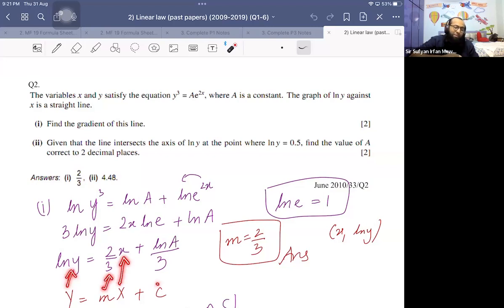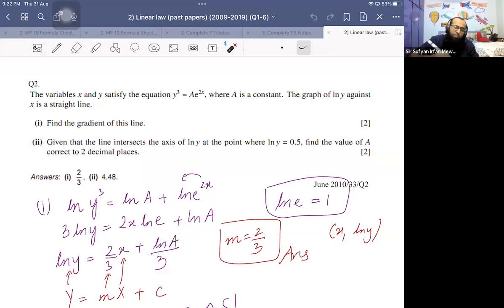Axis of ln y. Now there are two axes, right? One axis is the horizontal and one is the vertical. So on the horizontal axis, we are taking x. On the vertical axis, we are taking ln y. So cutting the axis of ln y. What is the meaning of intersects the axis of ln y? This means the other coordinate will be 0.